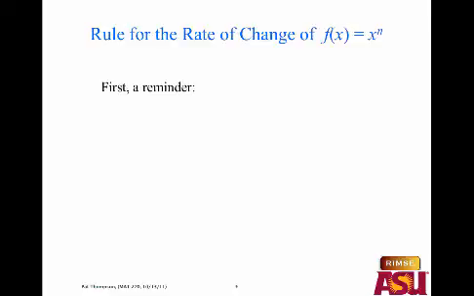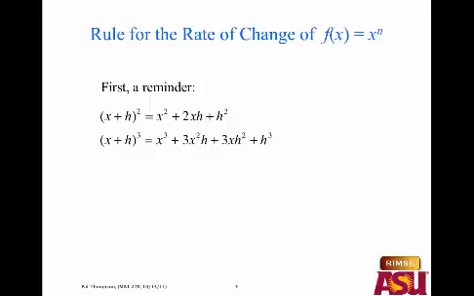All right, so the next rule we're going to do is for a function of the form x to the n, a monomial, x to the n. So in order to show this, we're going to have to look at a little reminder of some algebra. So (x plus h) squared, remember, has a middle term. (x plus h) cubed ends up having 2 middle terms. And so as that power increases, you get more and more middle terms.